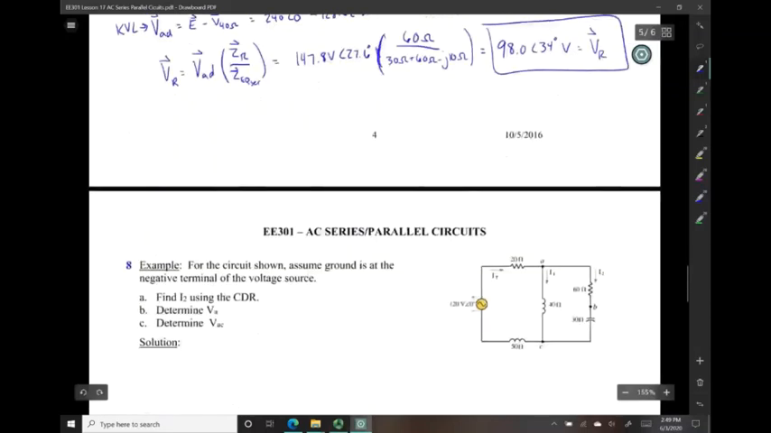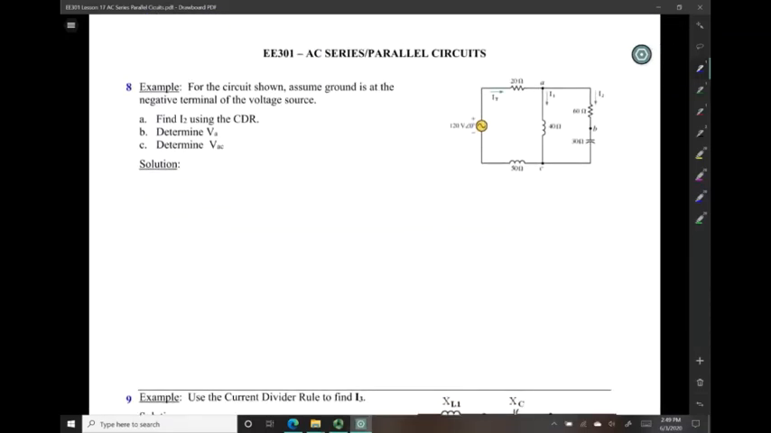At this point, we'll do one more practice problem, incorporating the current divider rule, so we'll just focus in on part A of example 8, which requires us to find I2 using the current divider rule. So that's right here. Okay. Again, just upon cursory inspection, I see that I'm given a phasor, so I have my volts RMS already. For the inductors and capacitor, I'm given the reactances in ohms, but I just want to make sure I add in the appropriate J for each one of those to get the impedance values.